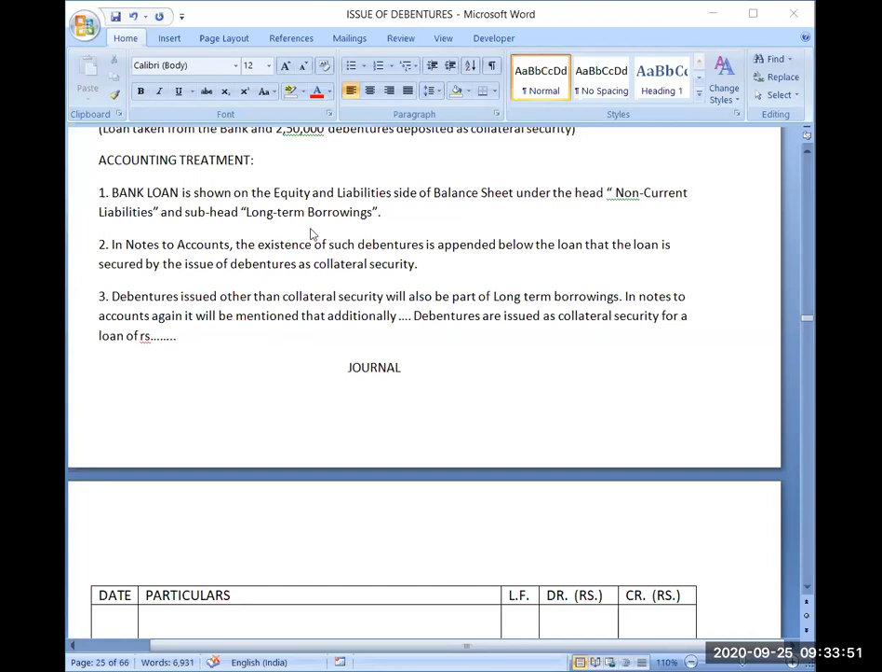First thing. Now debentures are also your loan, the loan which you have taken from the public in general. So debentures are also a part of long-term borrowings, and the loan which you are taking from the bank is also a part of long-term borrowings. So both will be presented in the notes to accounts. Leave that part, we will be discussing it. Wait for that.